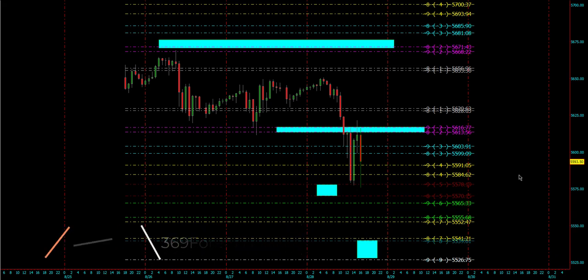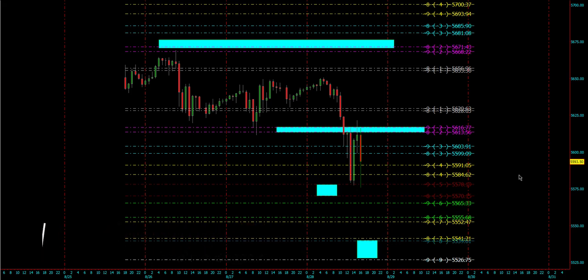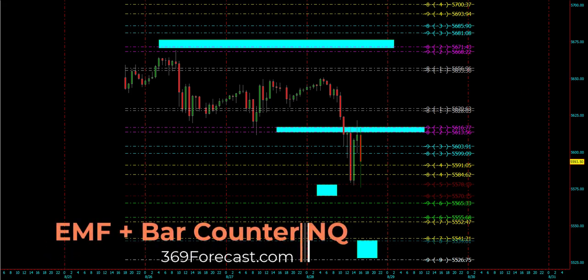Now we're going to talk about ES with one tool, and NQ with two tools. We're going to use different tools because one is volatile and needs a little bit more caretaking.